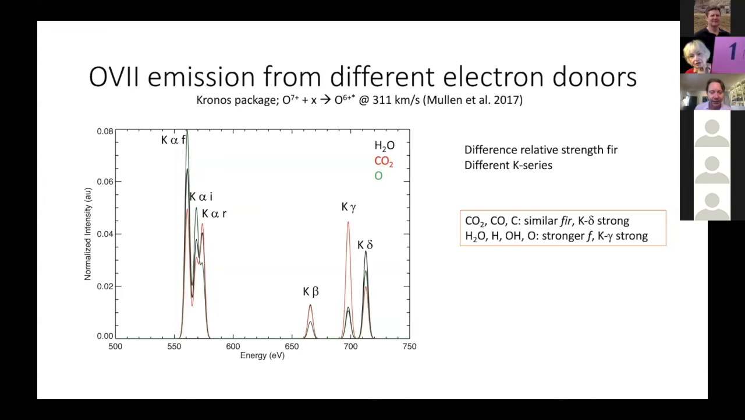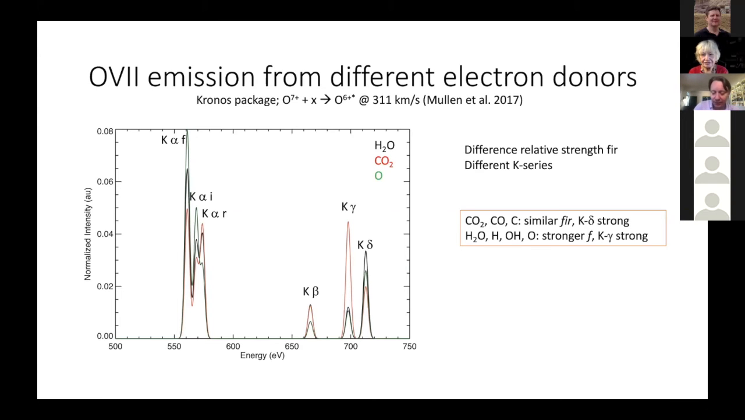What you can see is that the Cronus package clearly predicts that you get different spectra for carbon-bearing molecules versus those that are from the water group. For the carbon-bearing ones, you're going to have this group of lines, the forbidden, intercombination, and resonant line, about equally strong, whereas for the water group, the forbidden line is much stronger. And then also you see here in the K gamma and the K delta, you're going to have the gamma in case of the... no, I say that the wrong way around. The gamma in case of the carbon group, and the delta in case of the water group. Okay, so you expect a clear signature there.